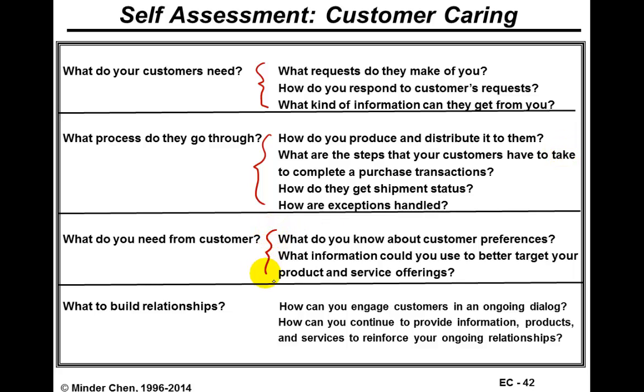And next is, what do you need to get from your customer? Certainly you want them to pay you to purchase the product, but you may want to gather some additional information about your customer. So what information will be appropriate for you to gather? If you try to gather too much information, they may not tell you all the real data. They may fake the data for privacy concerns, etc.